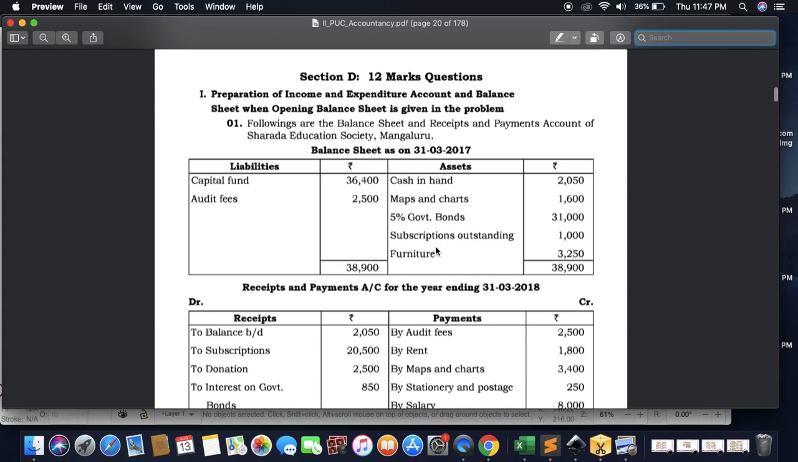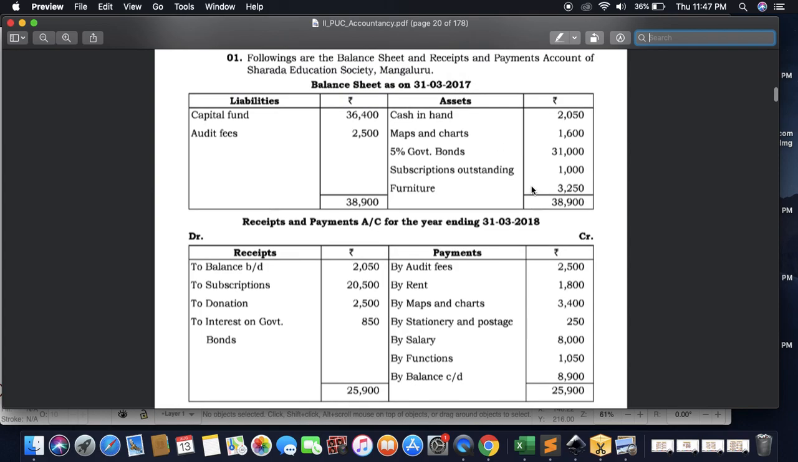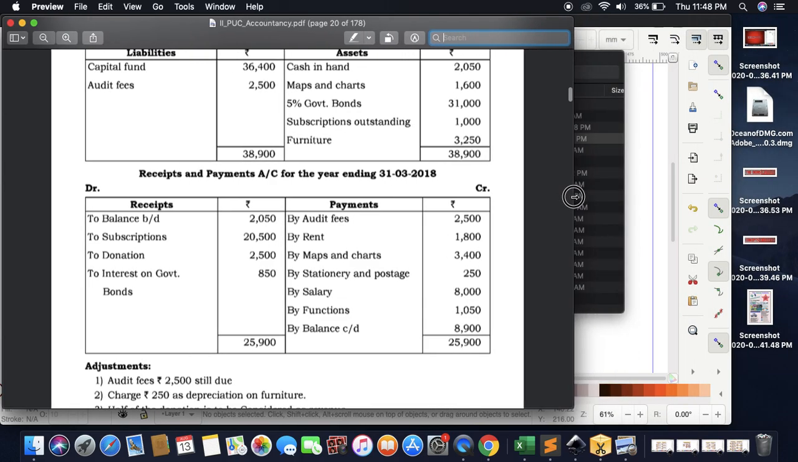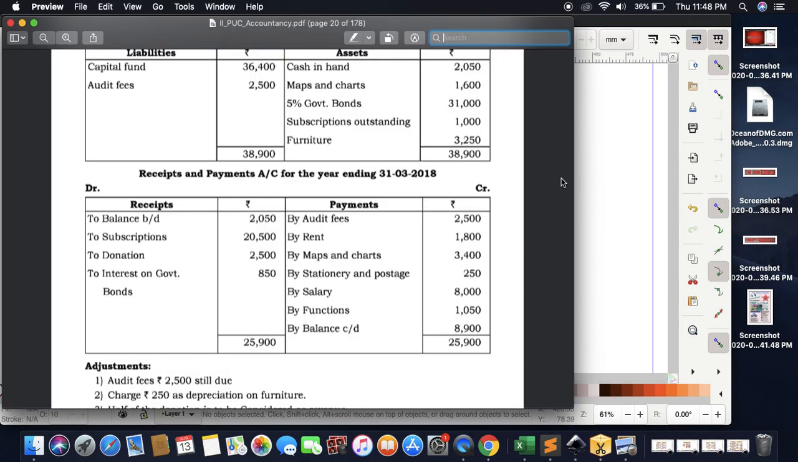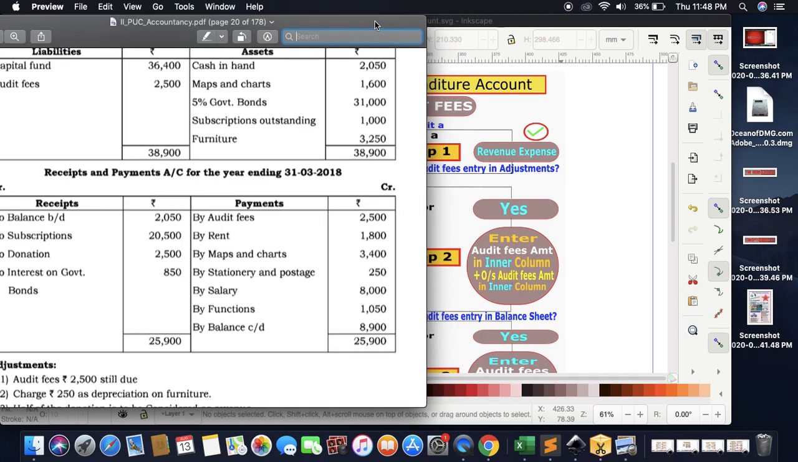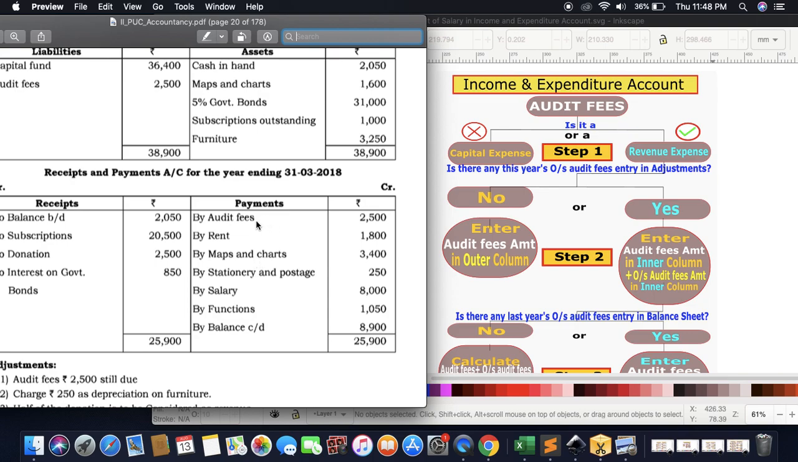Right sidebar. Okay, yeah. So as you can see, this is Sharda Education Society, and this is the receipts and payments column for year 2018. This is the balance sheet for the previous year. So in the payment side, you will have the audit fee. Let's take these parallelly so you can see both. Let me reduce this and move this here. So parallelly you can see the audit fees in the payments column. So first step, you will ask whether it is a revenue expense or a capital expense. Okay, so it is a revenue expense.